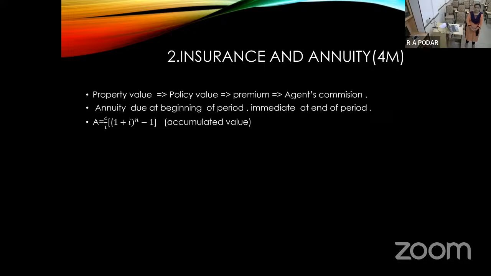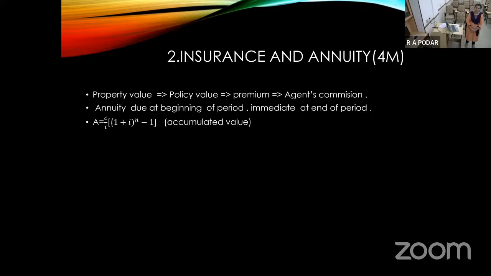Next we have the second part of this topic, that is annuity. Now, what we think is that insurance and annuity only have a 4 mark weightage, so if I skip it, it will be good. No, because it is a very easy topic. In annuity, we have only two terms here: annuity due and annuity immediate.